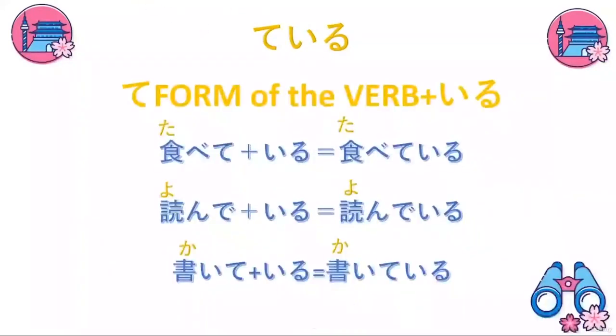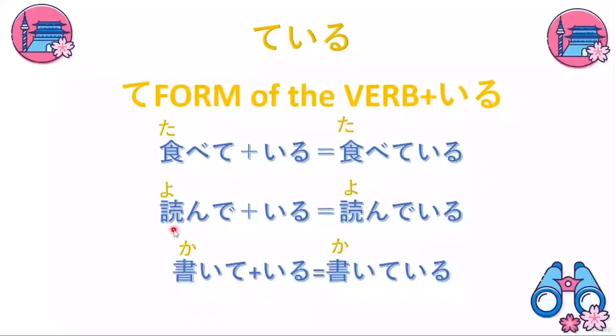So now, how do we make TEIRU? So basically, we need the te form of the verb and then we add iru, okay? So if we have the verb to eat, taberu, te form would be tabete. So then we would add iru and we would have tabeteiru. That would be our TEIRU form, continuous form.